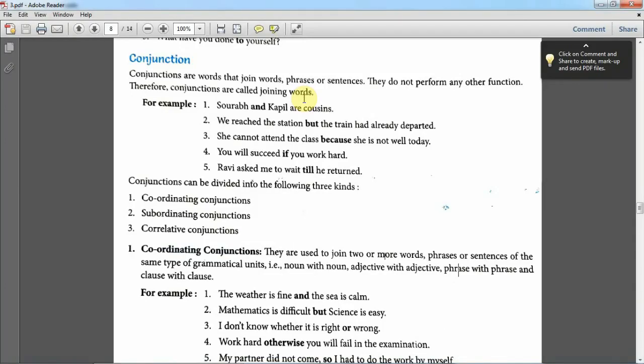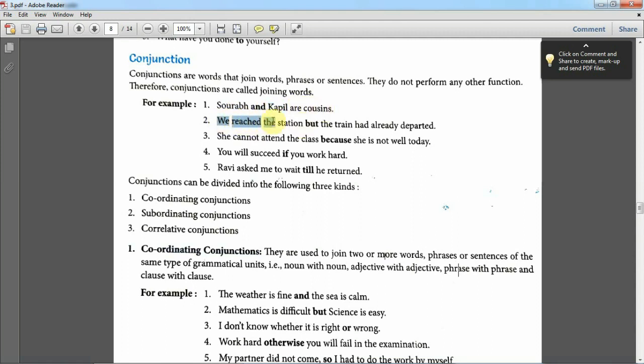Good morning, students. So today we will start with conjunctions. So what are conjunctions? Conjunctions are words that join words, phrases or sentences. So as you can see here, and is a conjunction which has combined, means which has joined two words, that is Saurav and Kapil. Saurav and Kapil are cousins.